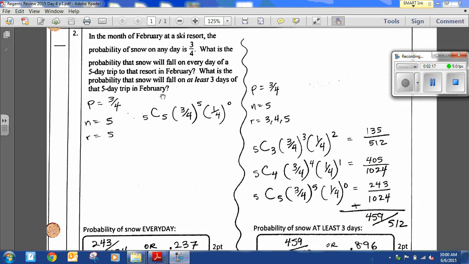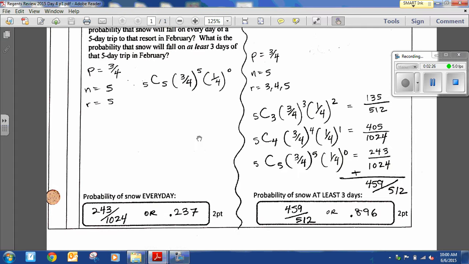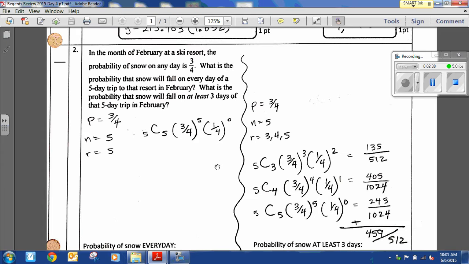Let's continue on with the first question. It's 5 choose 5, 3/4 to the 5th power times 1/4 to the 0 power. And this turns out quite easy because 5 choose 5 is 1, and 3/4 to the 5th power is 3 to the 5th power over 4 to the 5th power, which gives us 243 over 1,024. Okay, now the at least part. Since it's at least 3 of the 5 days, 3 is the least number it could be. So it goes 3, 4 to 5.